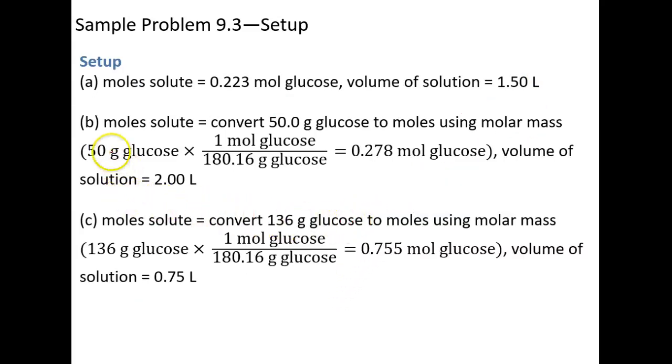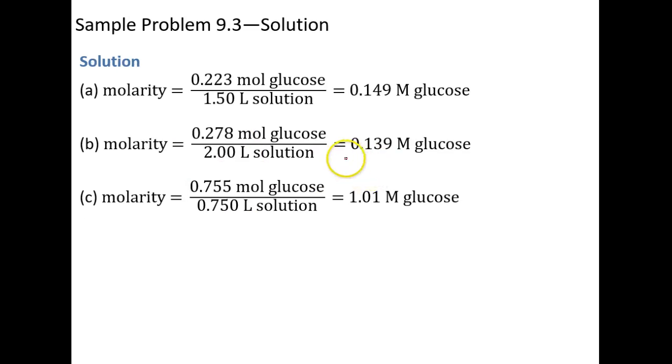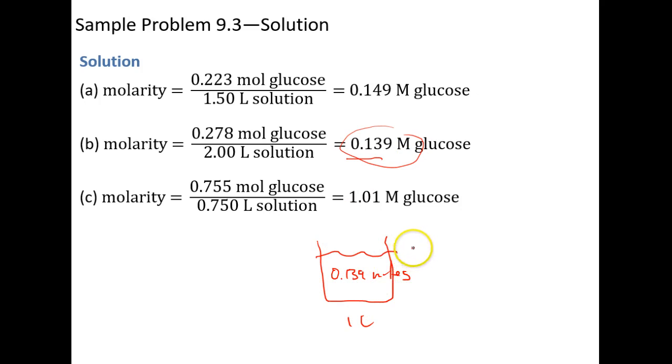So let's just look here. 50 grams times 1 divided by 180.16, you get 0.278 moles. So then you take the 0.278 divided by 2.00, and you get 0.139 molar. That's basically it. You just got to make sure you get to moles and liters, but it's just a different way of talking about it. So this is basically saying for every liter of solution I have, let's say that's 1 liter, I have 0.139 moles of glucose. That's basically what that is talking about.